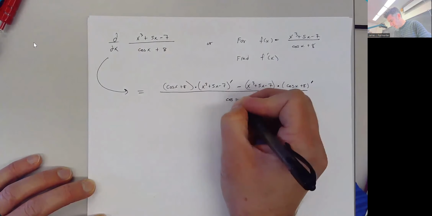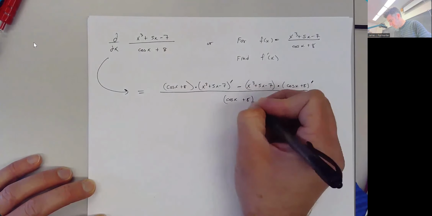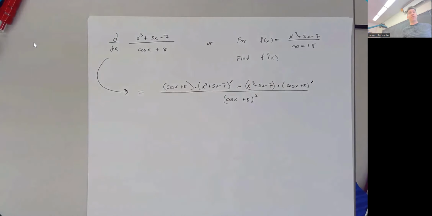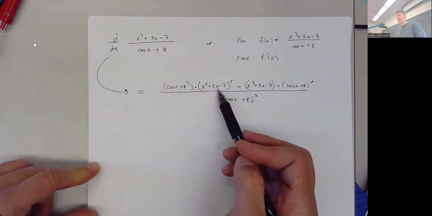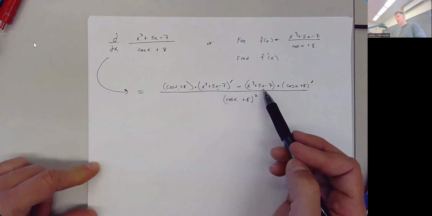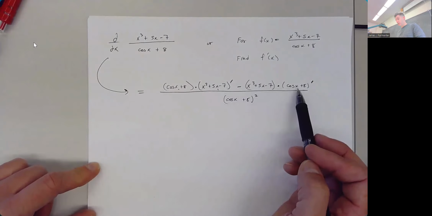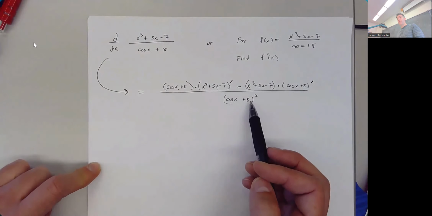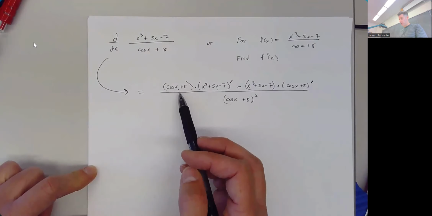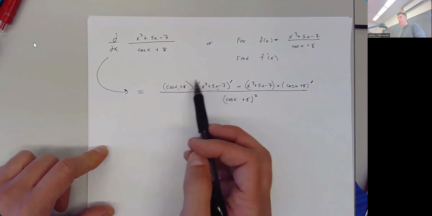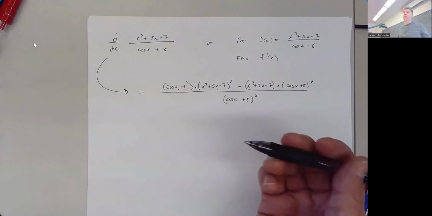So normally I wouldn't write this step, but it is a perfectly reasonable step to write. I'm just literally writing out the words in my head. It's the bottom function times the derivative of the top function minus the top function times the derivative of the bottom function, all over the bottom function squared. If you prefer, it's totally fine to write the derivative of this times that. You can change the order here. It doesn't matter which way you write it. This is just the way I do it, right?